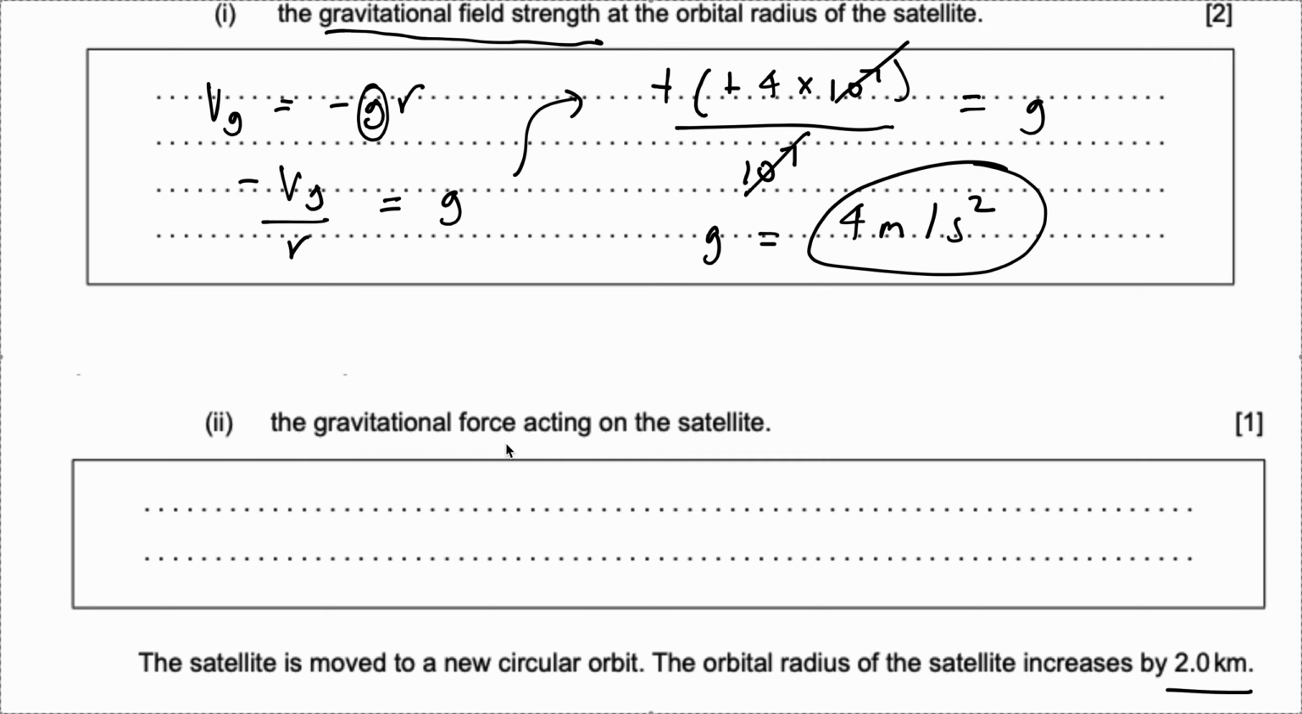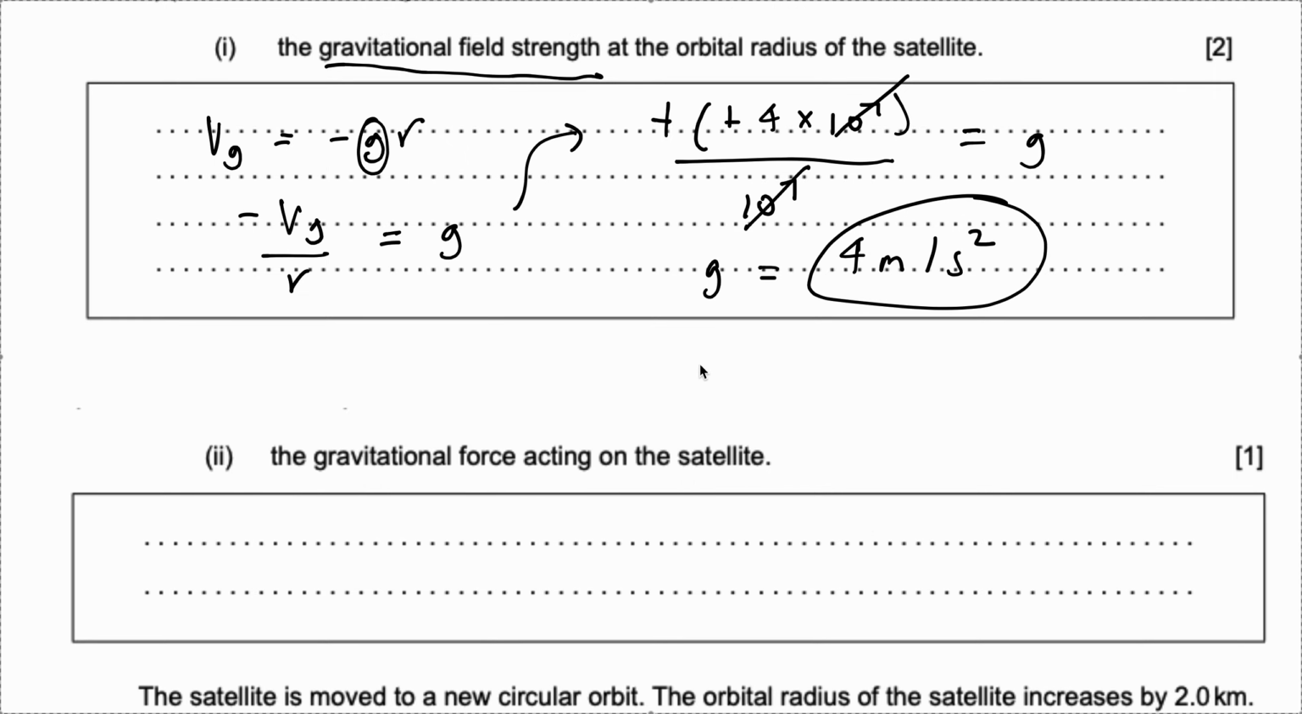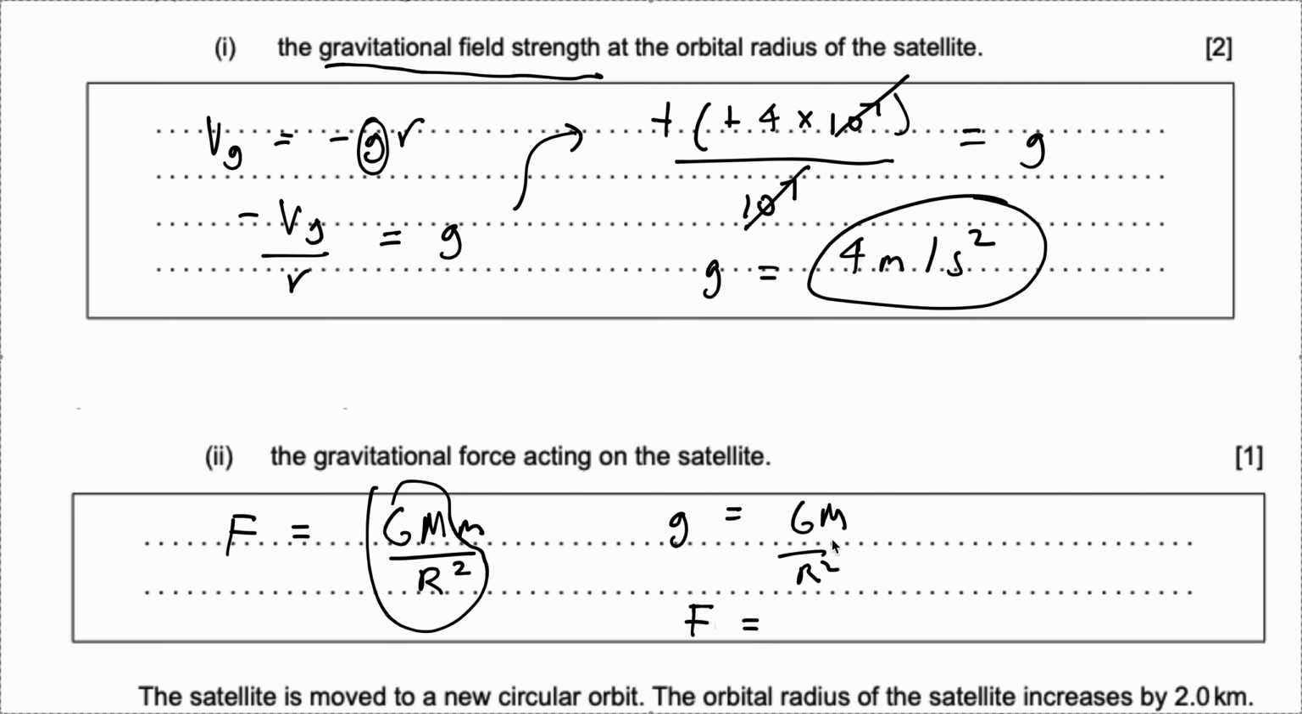Next, the gravitational force acting on the satellite. Now, what is the equation for the gravitational force? F is equal to GMm over r squared. Now, did we not calculate this term right there? Because what do we know? g is equal to GM over r squared. And I calculated that right here. I calculated g earlier. So I can basically say F is equal to g times m, the mass of the satellite.